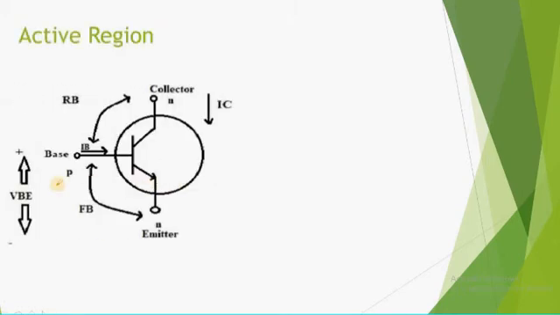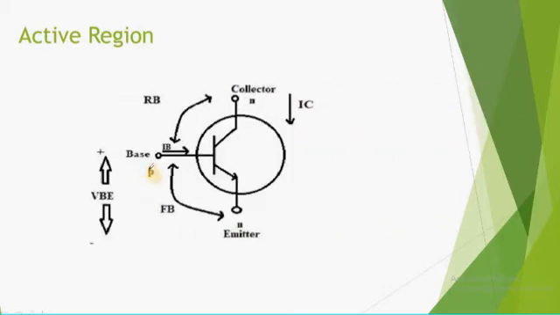Next is active region. In active region, the base emitter junction will be in forward bias condition and collector base junction will be in reverse bias condition. As we increase the base current, correspondingly the collector current also increases, and in active region the transistor will be in the on state.